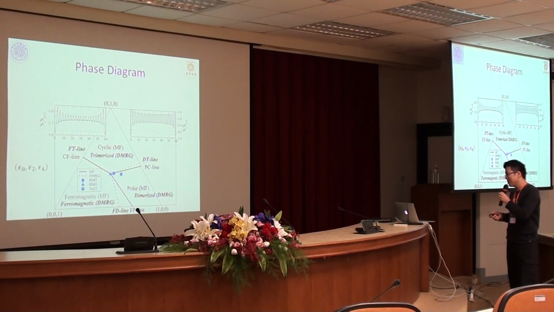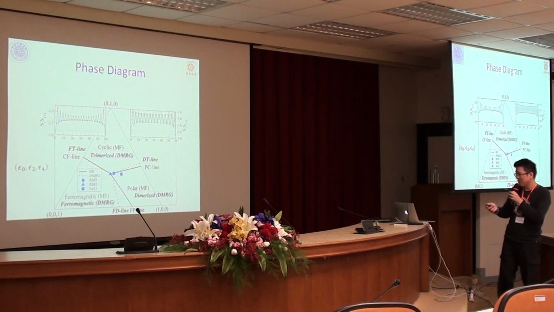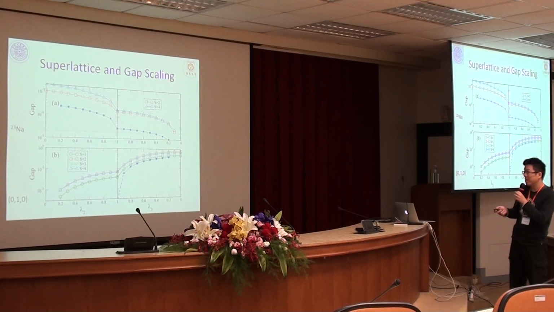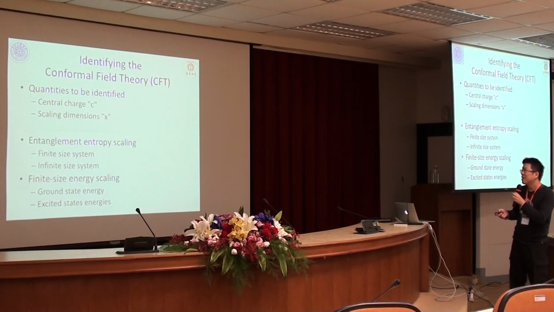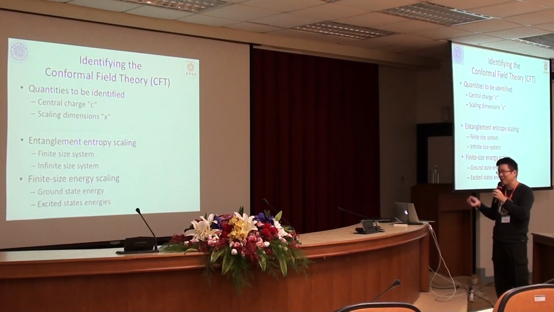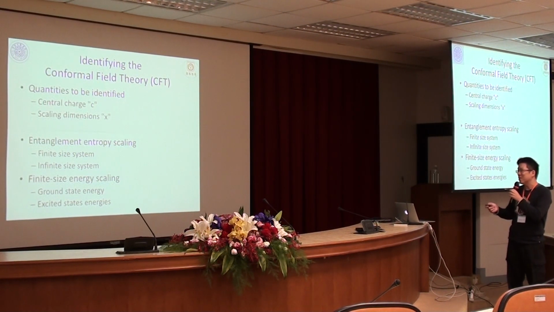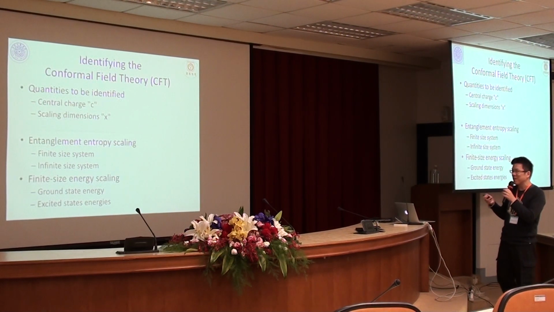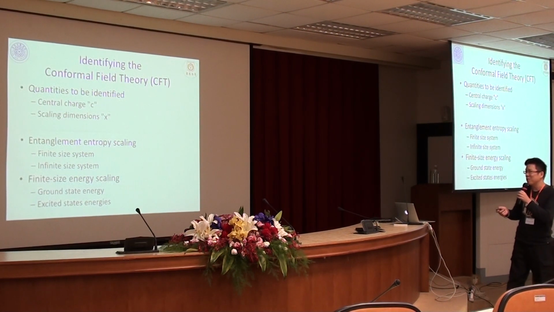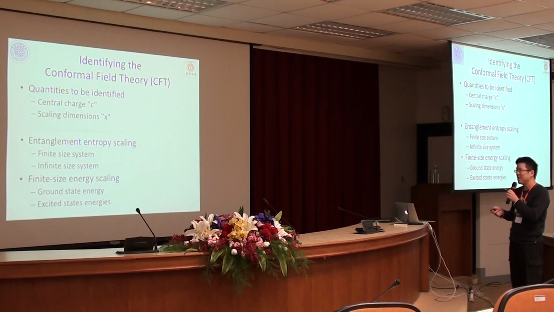So then the natural question to ask is what is the critical theory for this gapless phase? So basically we want to identify the conformal theory describing this critical period 3 phase. Now a typical way is to identify the central charge and scaling dimension of this CFT. The popular way nowadays is to do entanglement entropy scaling, and for this you can do finite size and infinite size calculations. And a more traditional way is to do finite size scaling of ground state energy and excited state energy.